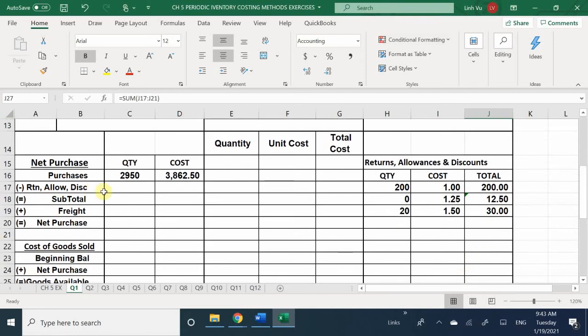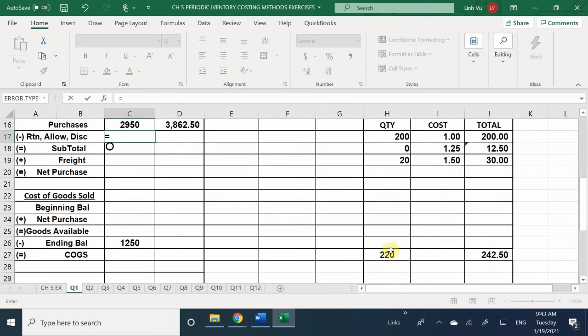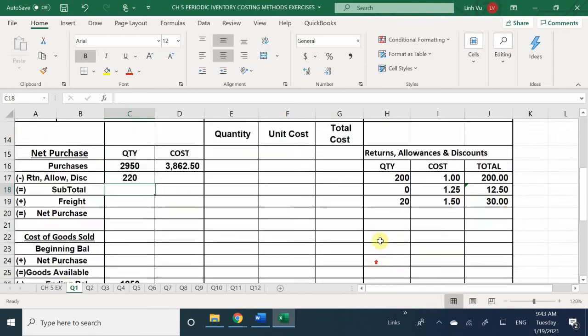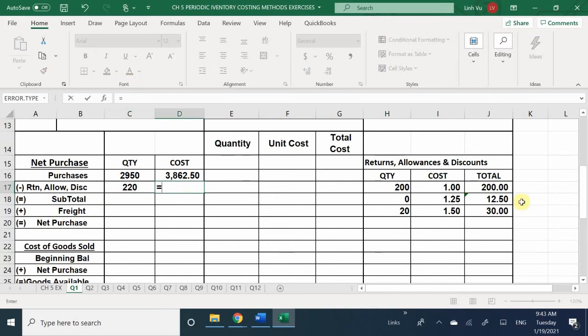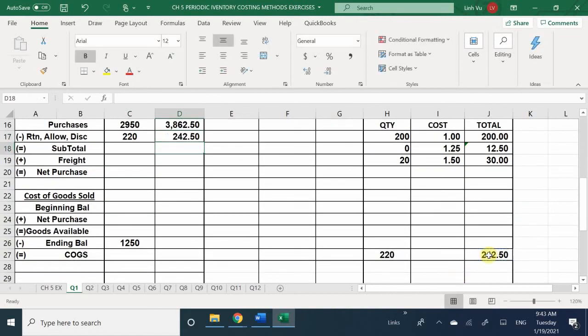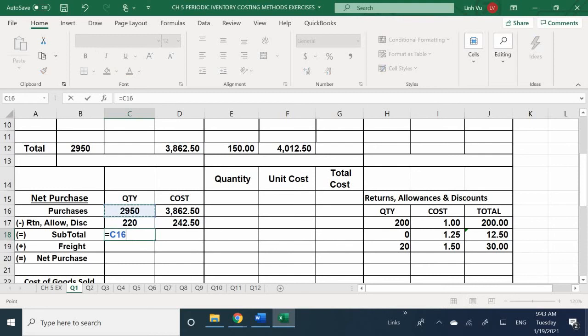So now that we have this piece of information, we're going to plug it into this section here. If we returned a total of 220 items and it cost me a total of $242.50, I'm going to cell reference it from here. Now this is where my calculation is going to be. What is your subtotal? I'm going to take my total purchases and subtract my returns and allowances.